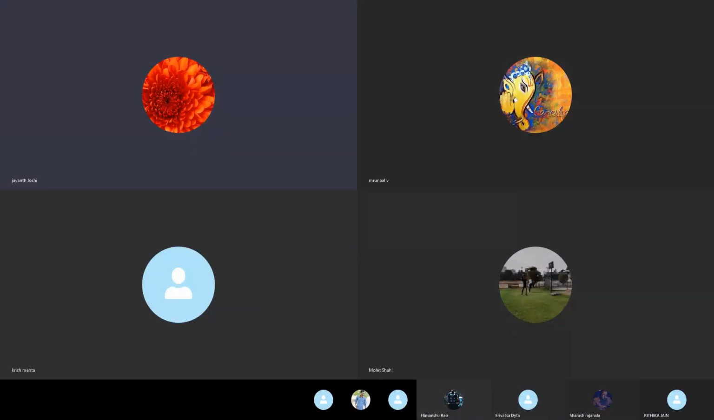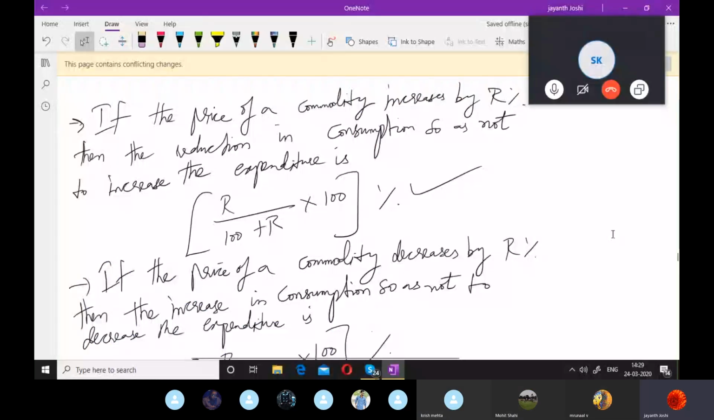So if the price of a commodity increases by R%, suppose you have a commodity and it has a price of 100 rupees. It has a price of 100 rupees and the price has increased by some percentage, suppose 10%. What happens when the price of a commodity increases? You will decrease your consumption. Okay.